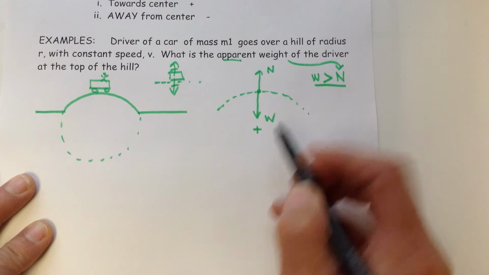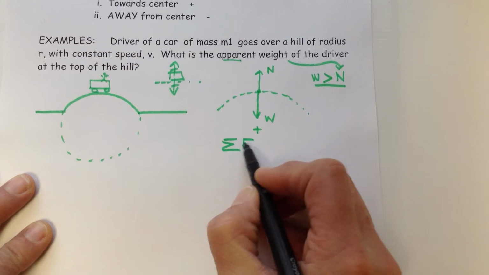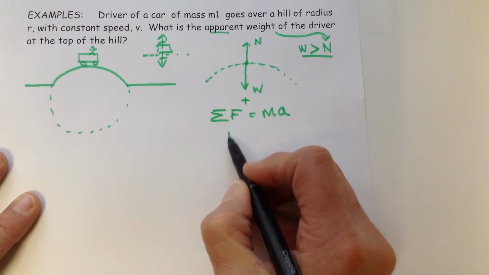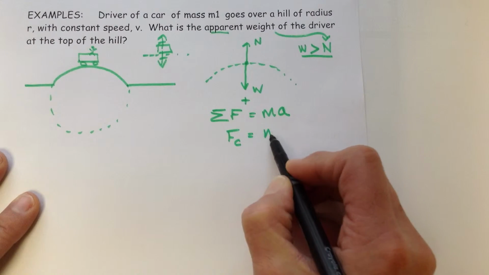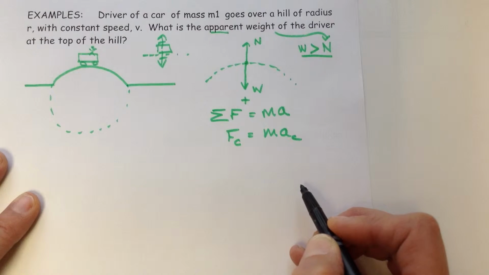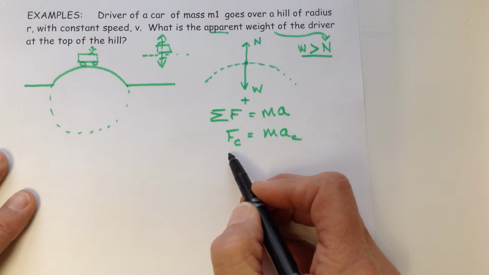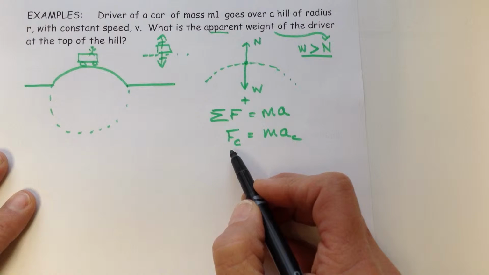All right, so we'll start out with our net force equation. The sum of the forces is equal to mass times acceleration, Newton's second law. We know that our centripetal force is going to be equal to the mass times our centripetal acceleration. Our centripetal force here is the force or forces acting directly towards the center or directly away from the center.